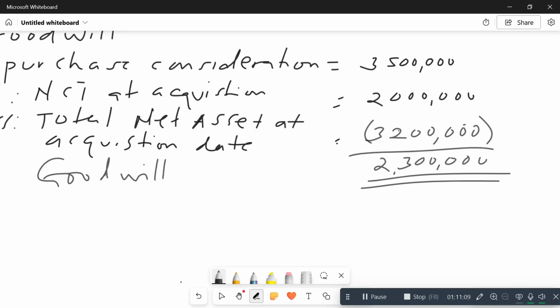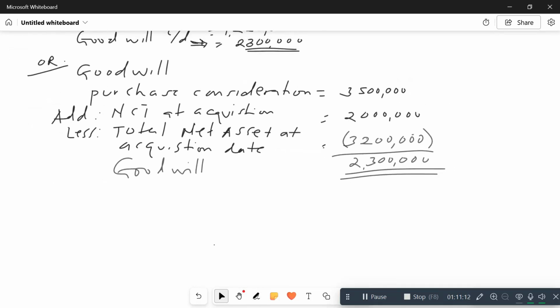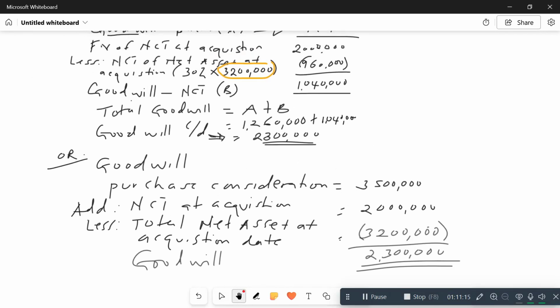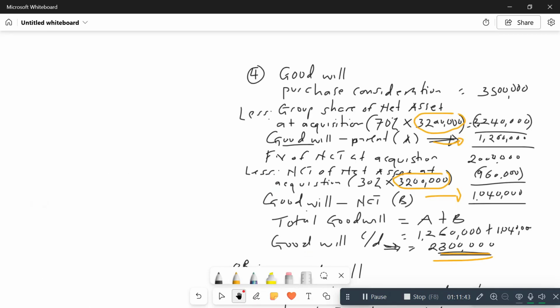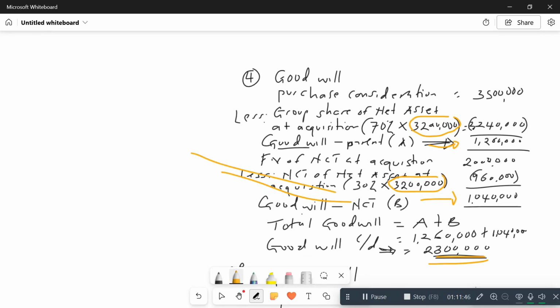Now we have two methods of calculating our goodwill. Method one is here, where you first get the purchase consideration, less group share of net asset at acquisition, then you get goodwill for A or for the parent. Then from there you bring the fair value of NCI at acquisition, then you add the one for NCI to get A plus B, and you come up with your goodwill of 2.3. But this can be a longer way for you, and you may choose not to go through this step.